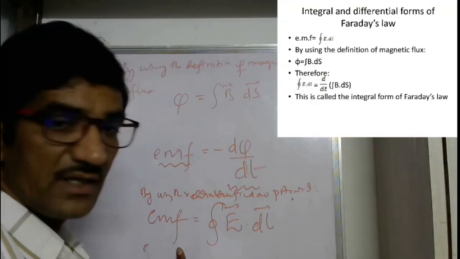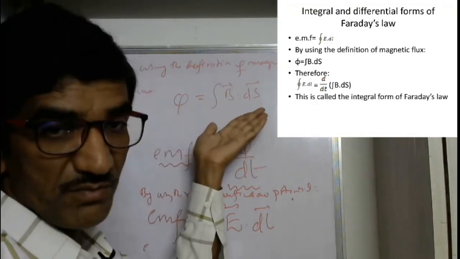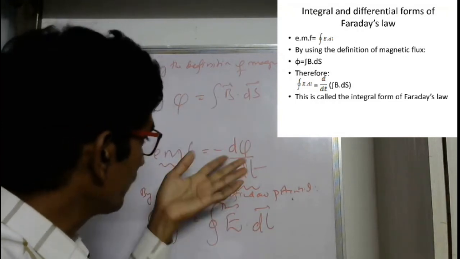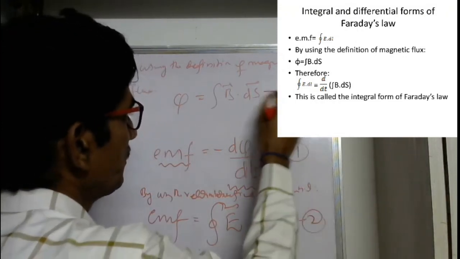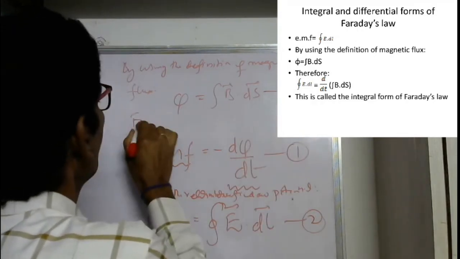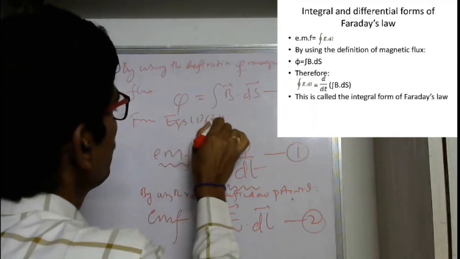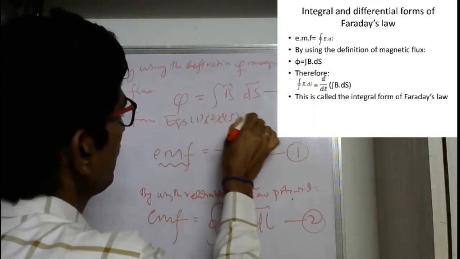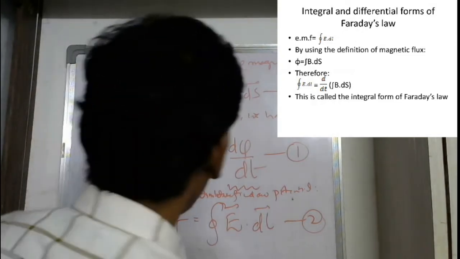EMF is equal to this much, and magnetic flux is equal to this much. You substitute these two things into this equation. Say this is equation number 1, this is 2, and this is 3. So from equations 1, 2 and 3 we have the following.